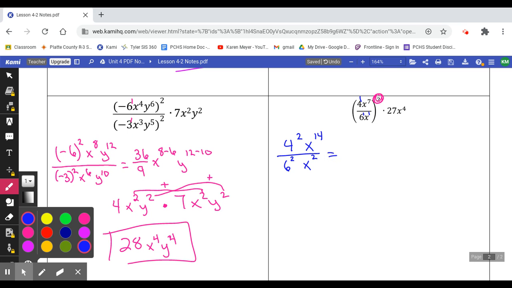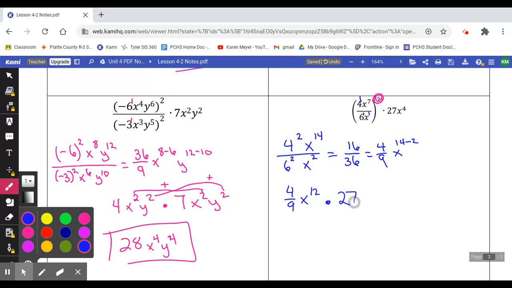4 to the 2nd is 16. 6 to the 2nd is 36. 16, fraction key, 36, or if you divide, you're going to get a decimal. Just make sure you convert the decimal over to the fraction, and you should get the fraction of 4/9. If you're dividing, you're going to subtract your exponents. So you're looking at 4/9 x to the 14 minus 2, which is 12.